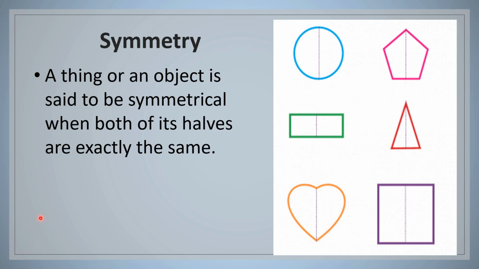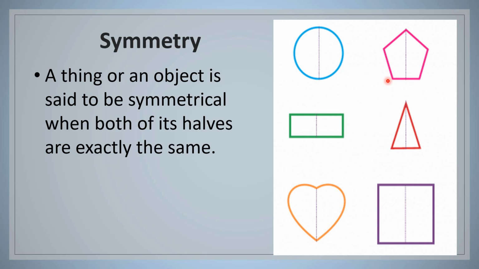So here in the first one, if you see, there's a circle. Here this is the line that cuts the circle into two equal parts. Now if you see, both the sides are exactly the same. There is no difference in the size or shape of both the sides of the circle. So that is something that is known as symmetry. That means both the sides look exactly the same.